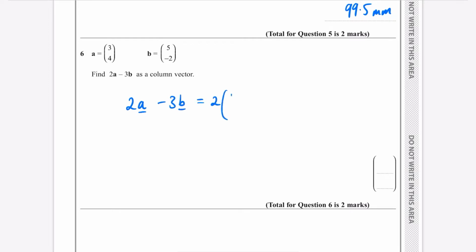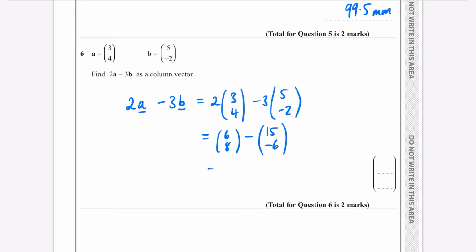It's going to be 2 multiplied by 3, 4, minus 3 multiplied by 5, minus 2. Well, you can just double these things, so you'll get 6, 8. And then I'm going to multiply these by 3. So I'm going to keep the minus outside, but I'm going to multiply by 3, so I get minus 15 and minus 6. Just have to be really careful here. I'll do 6 minus 15, and then 8 minus 6.